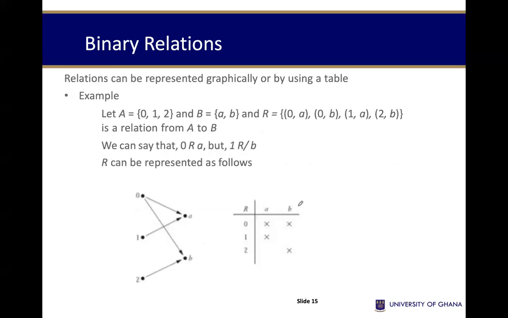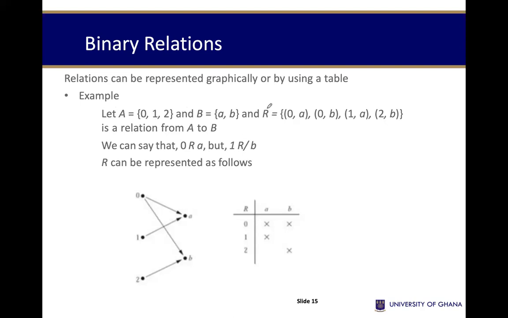Relations can be represented graphically, or you can also use a table. So this is the tabular representation of the relation, and this is a graphical representation of the relation. Now, let A be equal to {0, 1, 2}, and B be equal to {a, b}. So we can easily find the Cartesian product of A and B. We already know: the Cartesian product of A and B is (0, a), (0, b), (1, a), (1, b), (2, a), (2, b). That will be A cross B.